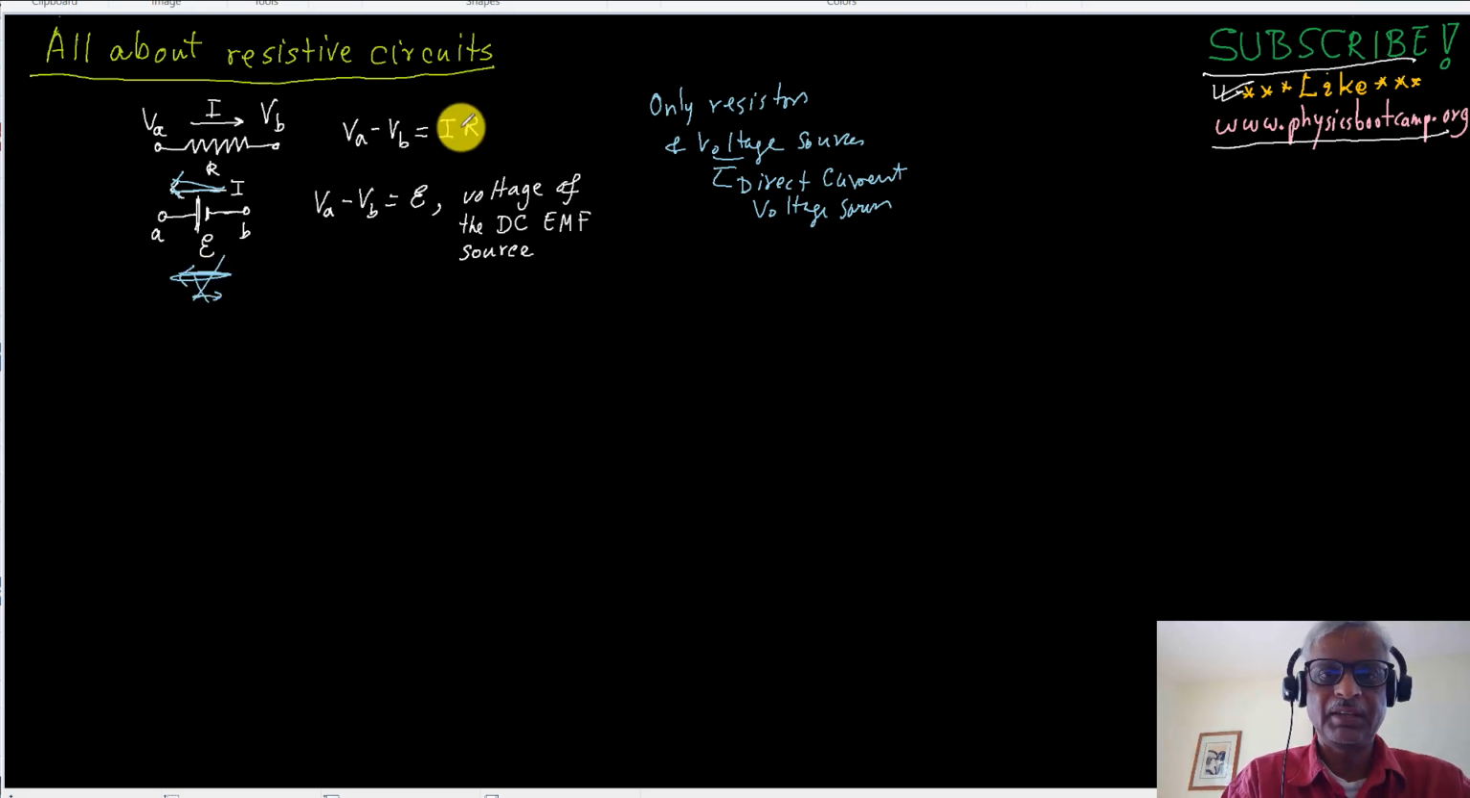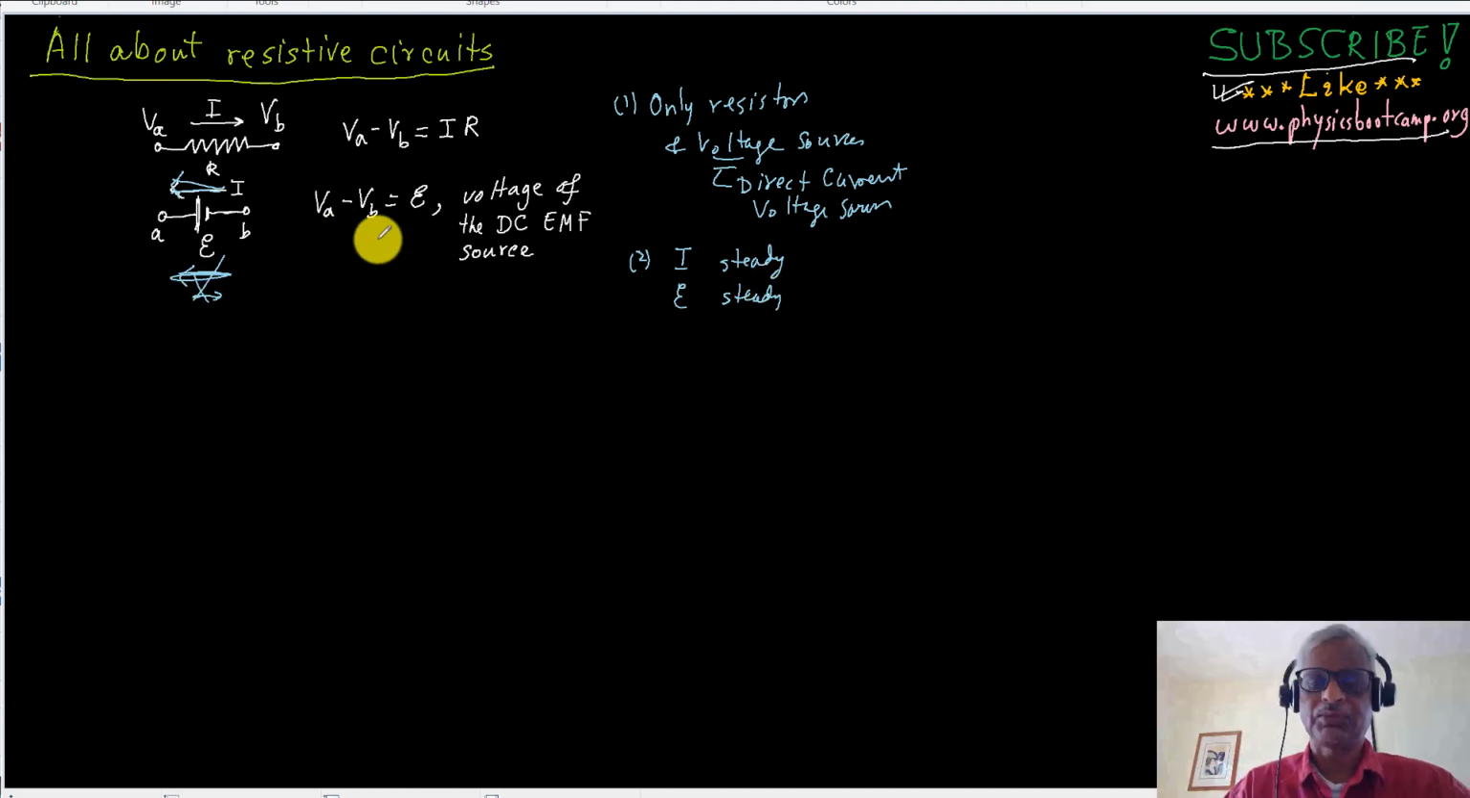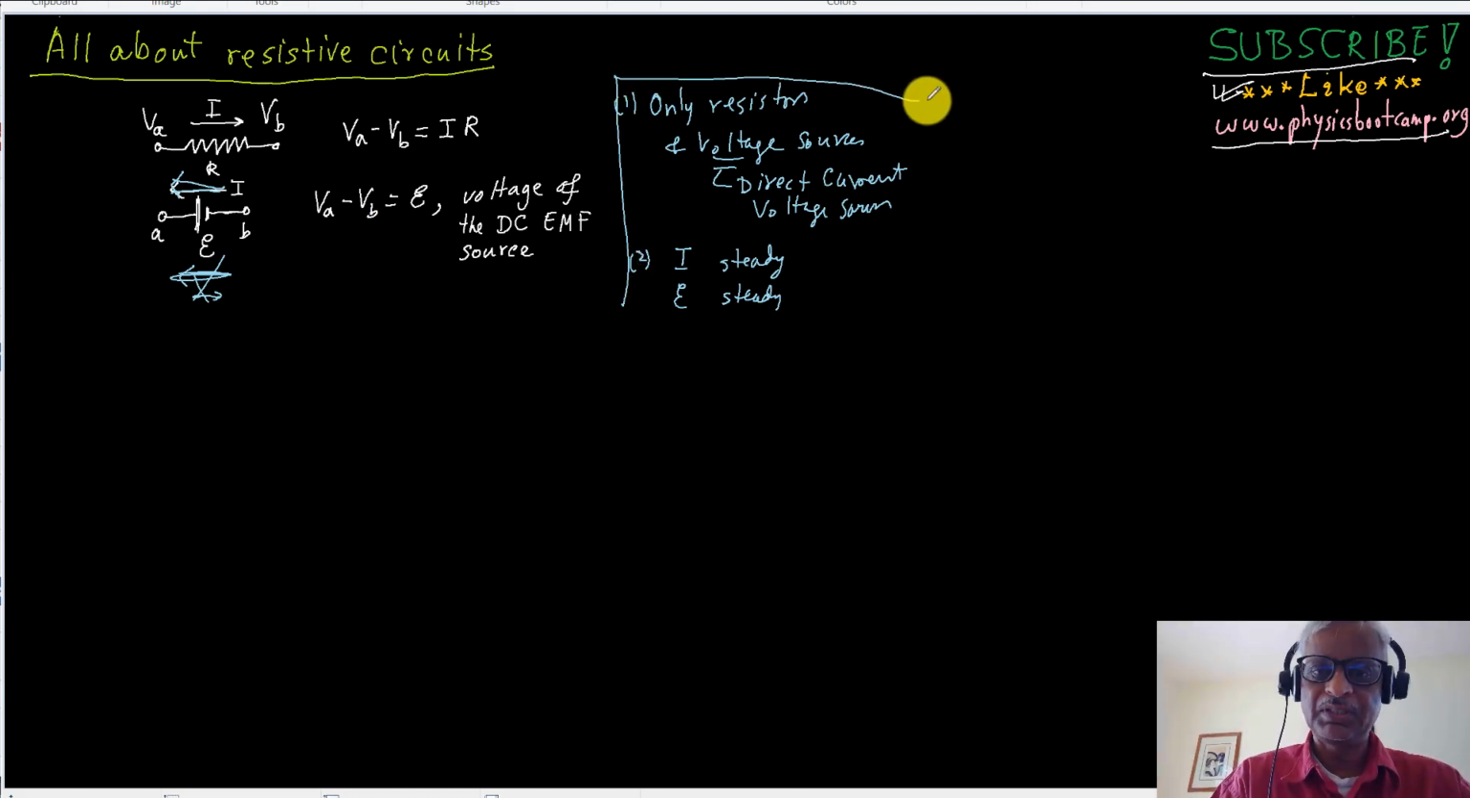So this is one thing, and another thing is the current is steady, not changing in time. The EMF or the voltage is also steady. It's not changing in time. So these are the things you want to know, the assumptions behind what kind of problems we will do.